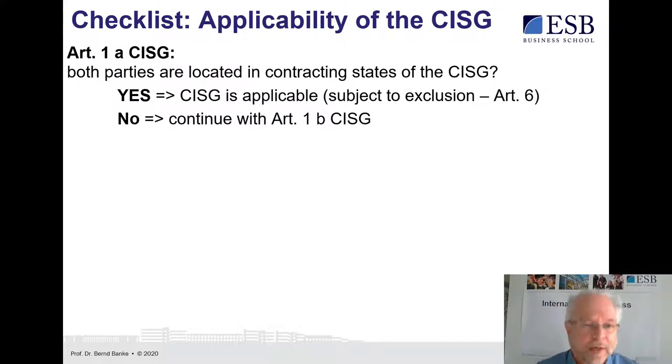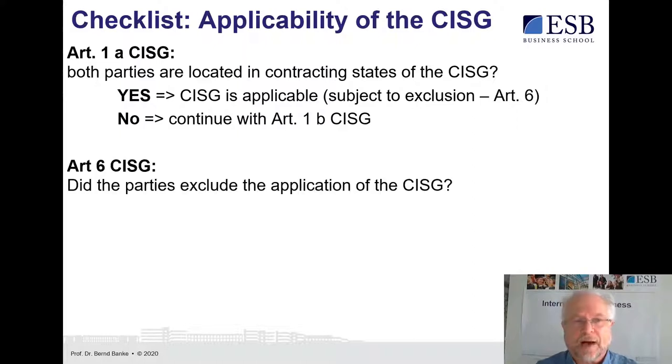Okay, that's good. So the first part would be Article 1(1)(a) that gives you a hint and says, if both parties are situated in contracting states, fine. Let's go for the CISG, as long as, and you've always got to keep that in mind, the parties didn't exclude the application of the CISG. How one could do that will be the topic in one of the later lessons about conflict of laws and the international private law systems from a German point of view.